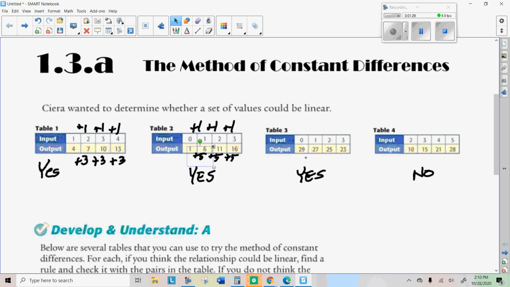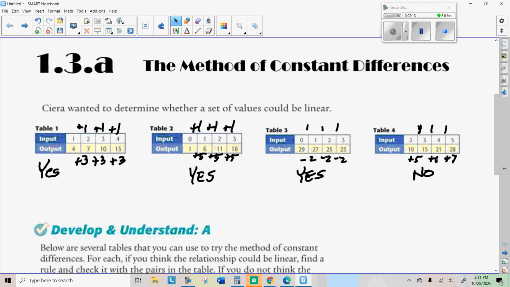On this one, the outputs are going down by 2, which is fine, while the inputs go up by 1. And what I'm doing to get those numbers is just subtracting the numbers. On the last table, while the inputs are going up by 1 every time, the outputs are changing. First output goes up by 5, the second one goes up by 6, the third one goes up by 7. To be a linear relationship, you have to have both the input and the output going up by the same amount. At least that's one way to tell.